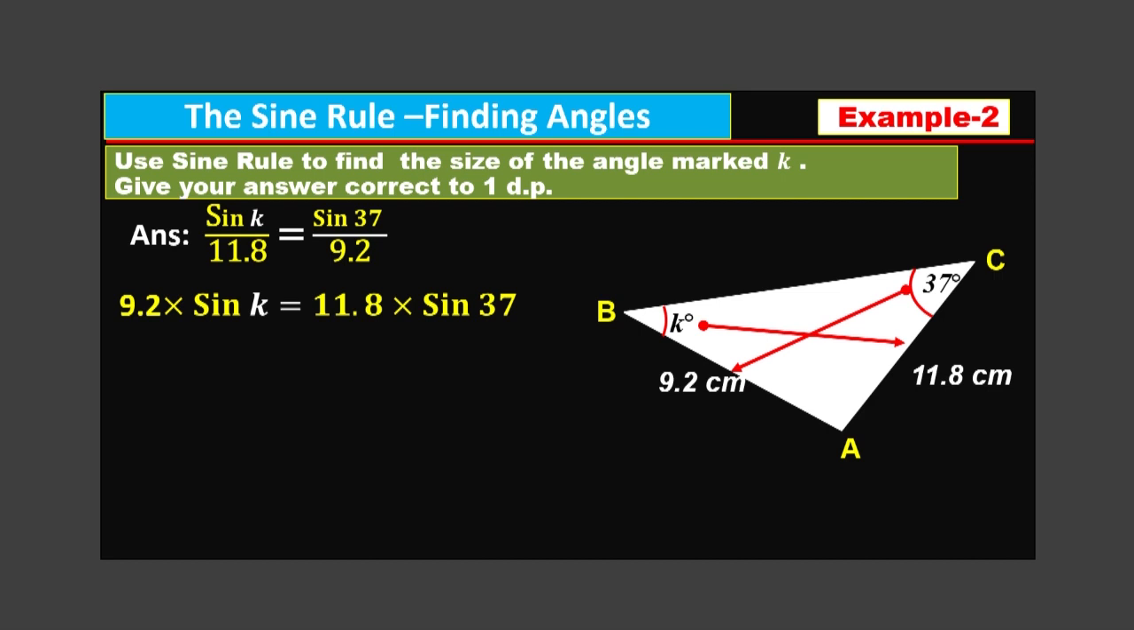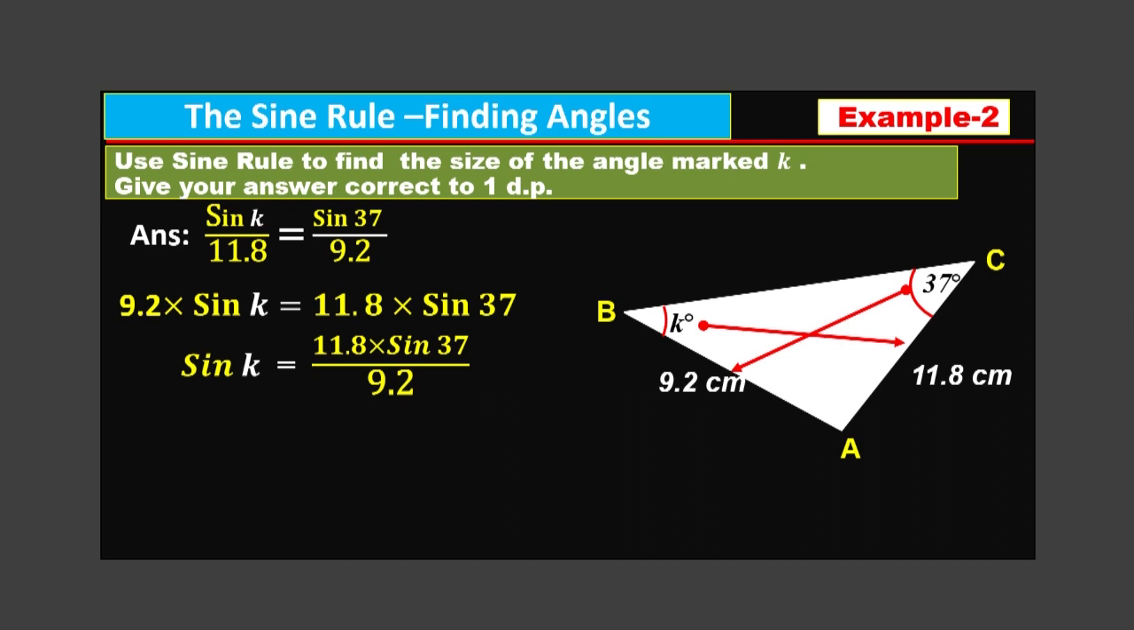So you need to remove 9.2 from there. How can you do that? It is possible if you can divide both the sides by 9.2, which in turn will give you sine K equals 11.8 times sine 37 by 9.2. As we have seen in the previous example, what would be the next step?